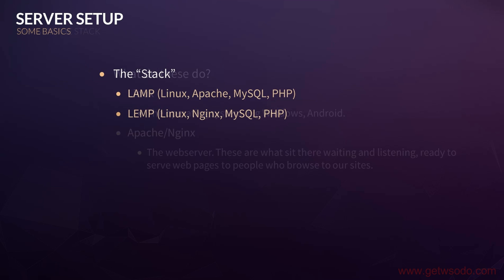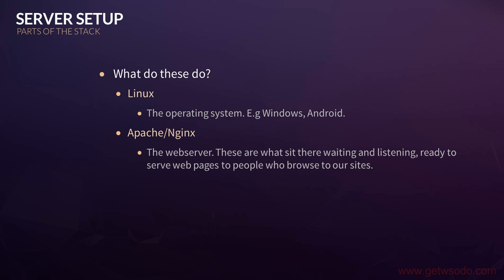So what do all of these do? Linux, obviously, is the operating system like Windows, Android, Mac OS X, and so on. Apache, Nginx is the web server. Now, this is probably the most important part to you. The web server is the piece of software that sits there on the server, running at all times, just waiting and listening. It's waiting for someone to try and contact that server and connect to it, who's looking for a site, right?